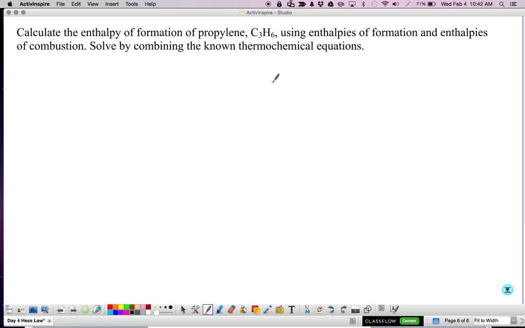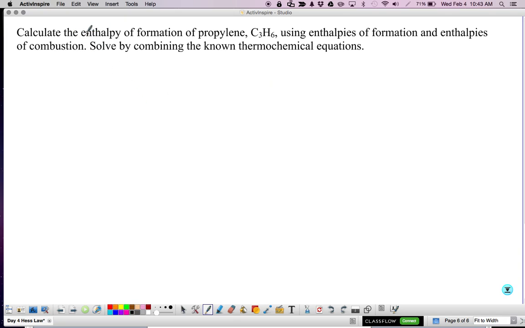Here's another sample of using Hess's law. Now this one represents a rather difficult breed of problem. Calculate the enthalpy of formation of propylene, C3H6, using enthalpies of formation and enthalpies of combustion. Solve by combining the known thermochemical equations. So, major hints given, but let's go through this step by step.